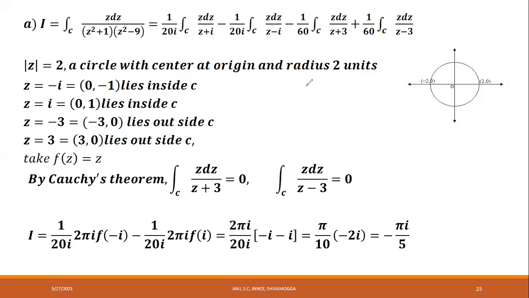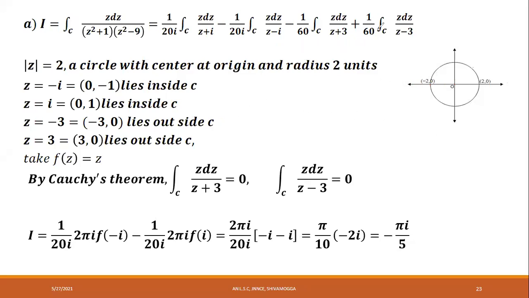Next, z divided by z plus 3 is not analytic when the denominator is equal to 0. z plus 3 is equal to 0 means z is minus 3. Minus 3 means real part minus 3 and imaginary part 0. This is (0, 0). This is (minus 1, 0), (minus 2, 0), and (minus 3, 0) will be outside C. This point lies outside C.